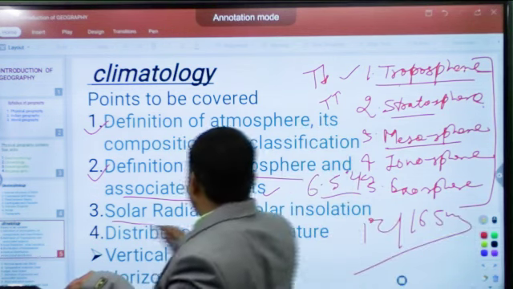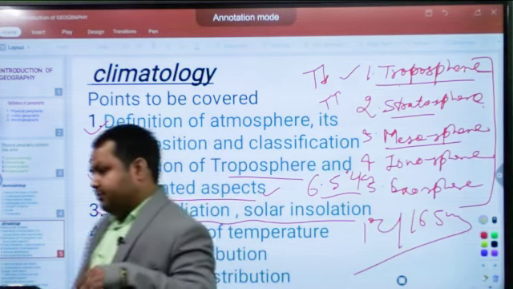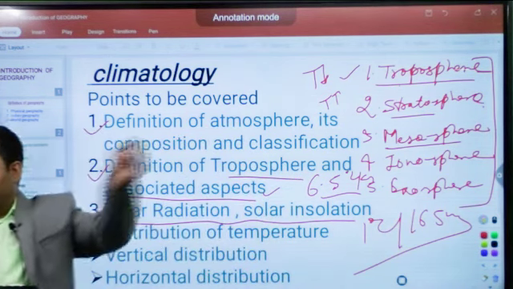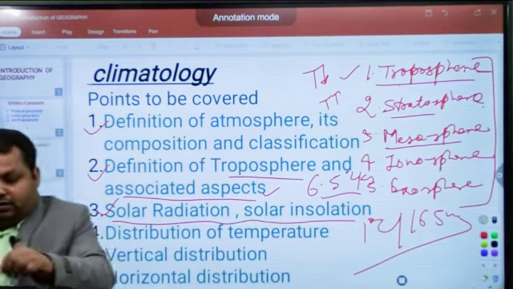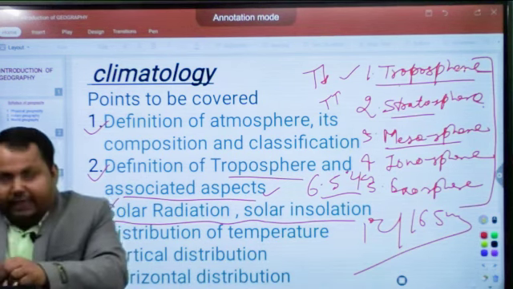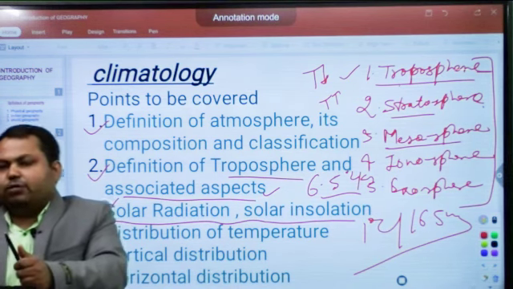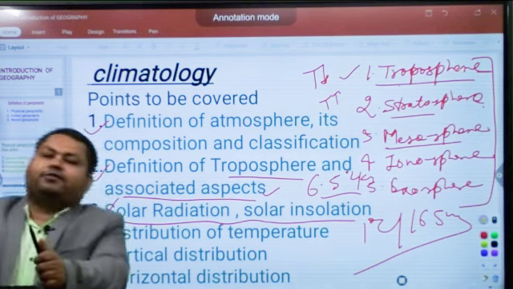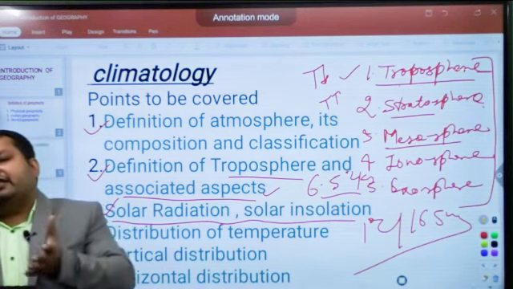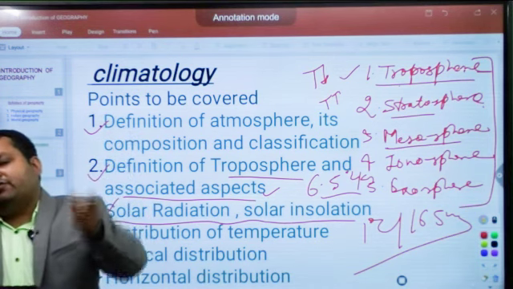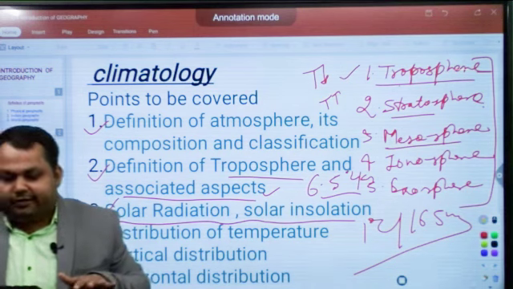The next is solar radiation and solar insolation. What is solar radiation? Electromagnetic radiation released from the surface of the sun is in the form of solar radiation. Solar radiation is that part of energy that is emitted from the surface of the sun and reaches different parts of the solar system. That is called solar radiation.